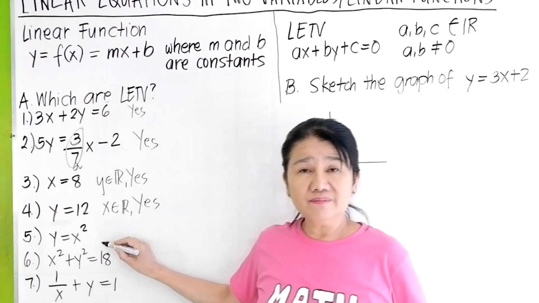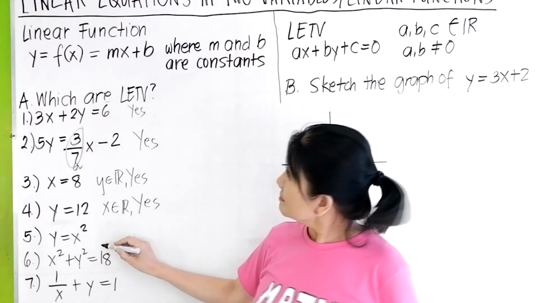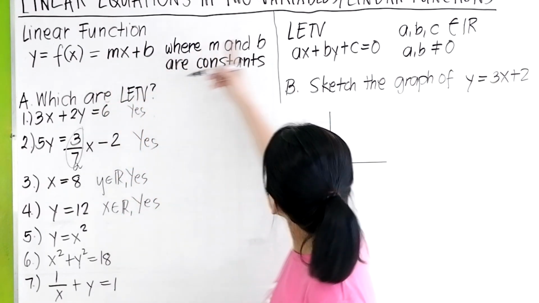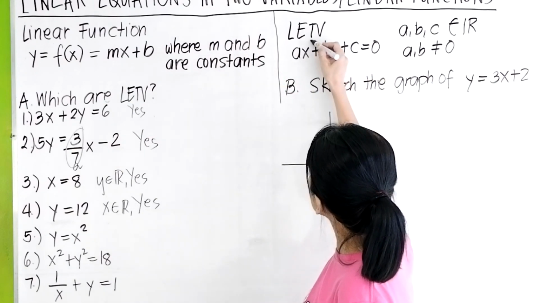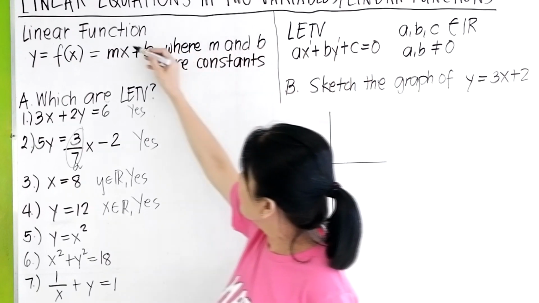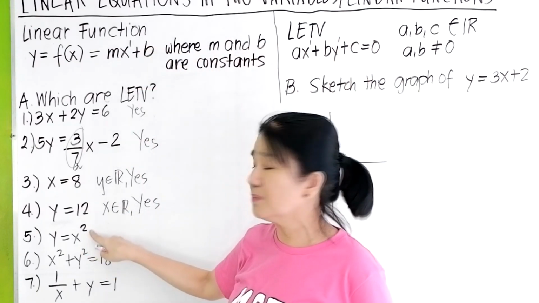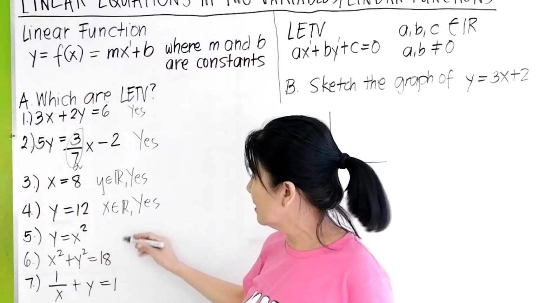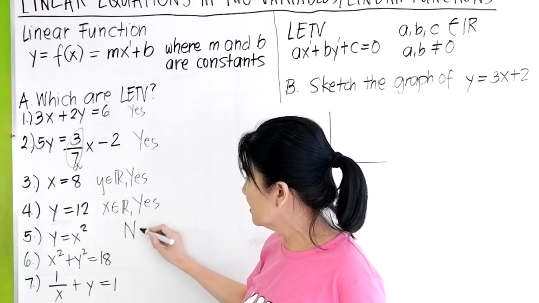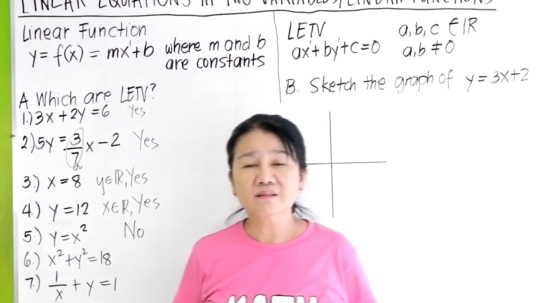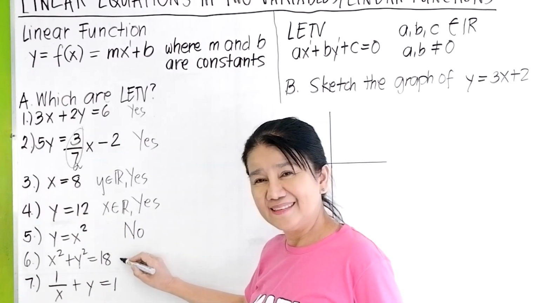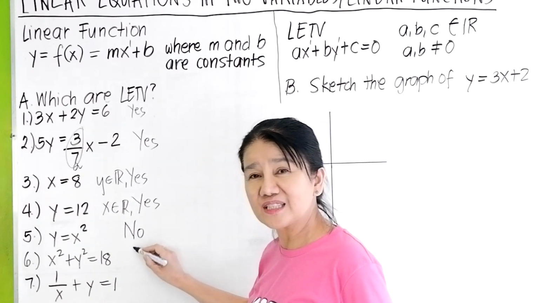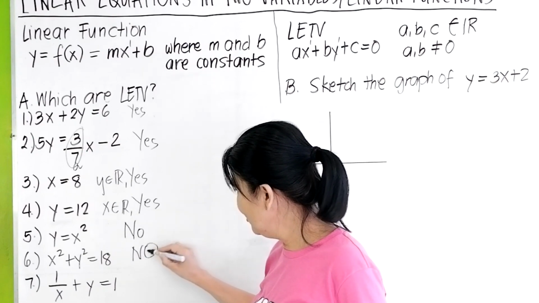Number 5, is it? Look at the forms, mx plus b, ax plus by plus c equals 0. The highest exponent of x and y is 1. You have an exponent 2 here. It is not linear. So the answer is no. Not a linear equation in two variables. Of course, number 6 obviously is no.